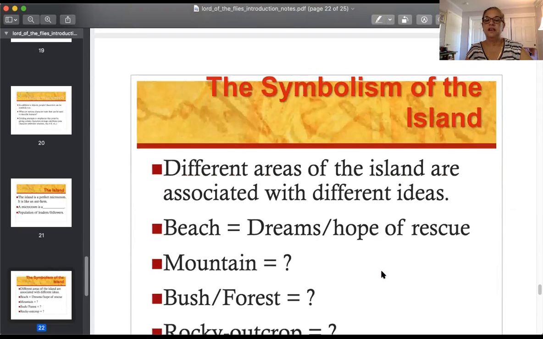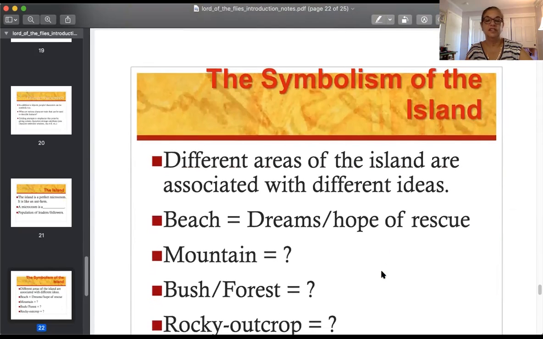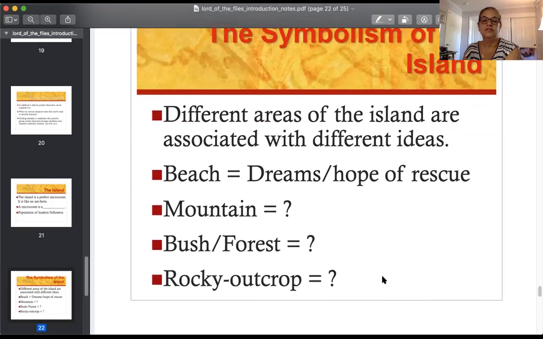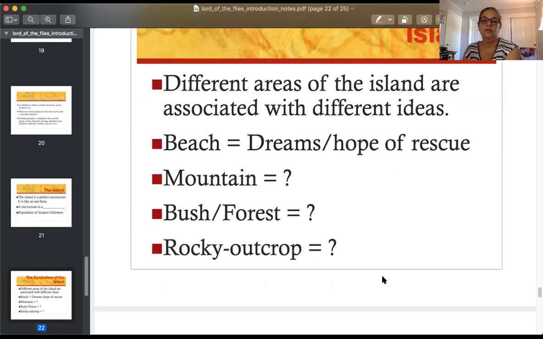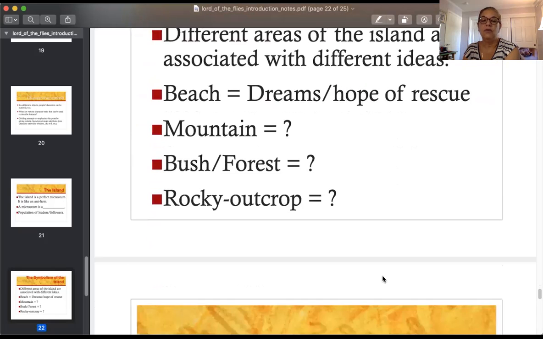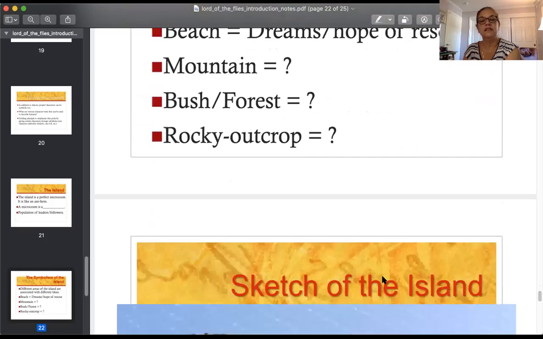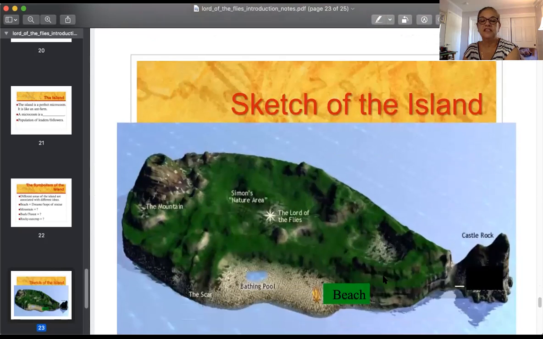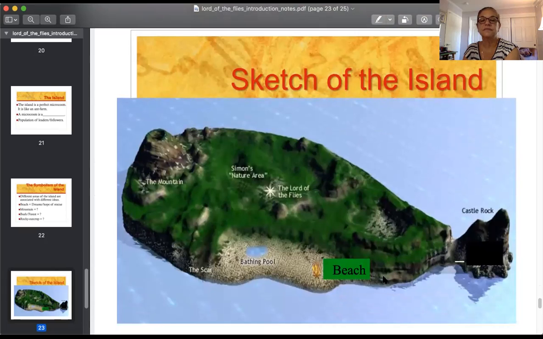Different areas of the island are associated with different ideas. The beach, okay, dreams, hope of rescue. What does the mountain represent? What does the bush, the forest represent? What does the rocky outcrop represent? These are all things that you need to think of as you're reading the book. Here's kind of a sketch of the island, so you can get a little bit of a visual of what it might look like.